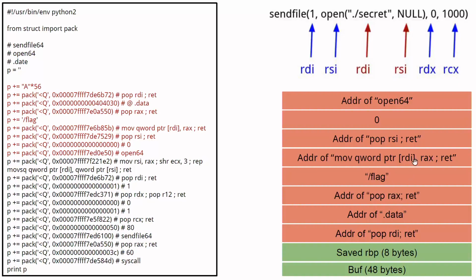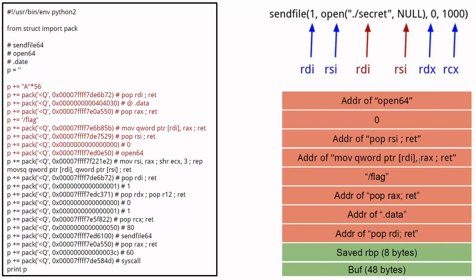Then I find a gadget to move whatever is in RAX to the memory location RDI. RDI points to the data section. So I basically move the string flag to that memory location. The reason I need to find the data section is I need a safe place where I can write. If I just pick an arbitrary place in the address space, when I write to that, I may crash the program, right? That's why I use the data section.